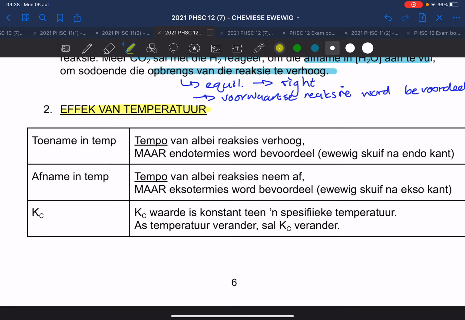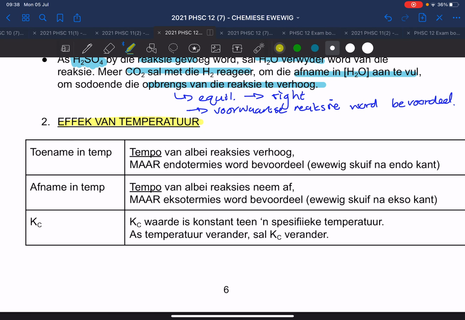So dit sê dan, if we increase the temperature, ons maak warm, then two things. If we increase the temperature, then the endothermic reaction will be favored. Okay, so if we make it warmer, it wants to make it colder. Nou, dit beteken nie, it does not necessarily mean the reverse is favored. Dit hang van die tipe reaksie af. It depends on the type of reaction.